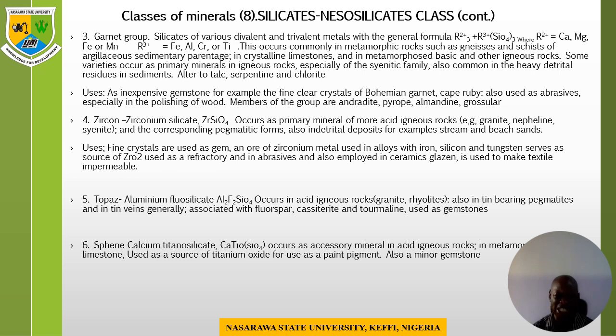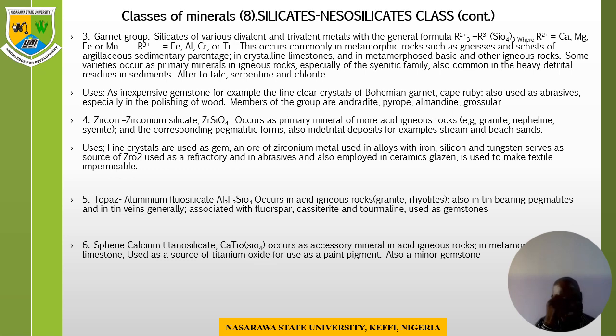It is used as an inexpensive gemstone, for example in fine clear crystals of Bohemian garnet, and is also used as an abrasive, especially in the polishing of wood. Members of the group are perovskite, andradite and grossular. Then we have the zircon.